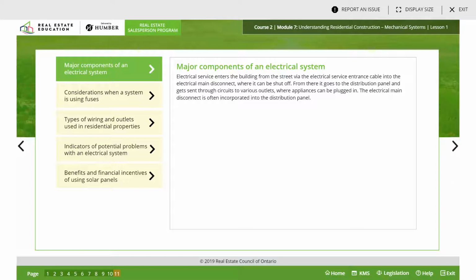Major components of an electrical system. Electrical service enters the building from the street via electrical service entrance cable into the electrical main disconnect, where it can be shut off. From there it goes to the distribution panel and gets sent through circuits to various outlets, where appliances can be plugged in. The electrical main disconnect is often incorporated into the distribution panel.